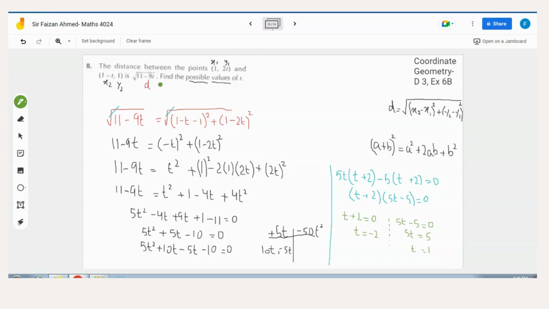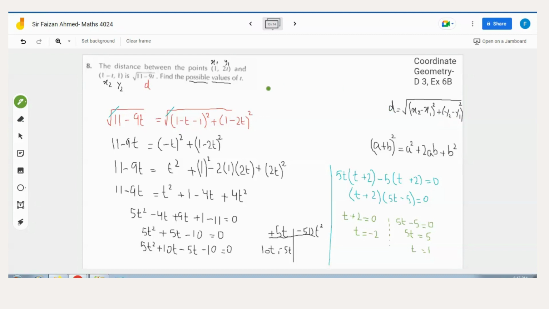Since distance is given to us, we will be using the distance formula. The distance formula is square root of (x2 minus x1) whole square plus (y2 minus y1) whole square. You can also write (y2 minus y1) whole square first and (x2 minus x1) whole square in the end. It doesn't matter because both the terms are being added. Since the first value in an ordered pair belongs to x, we always write (x2 minus x1) whole square first, plus (y2 minus y1) whole square second.